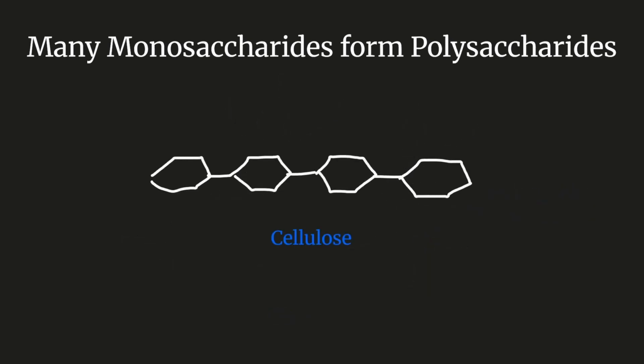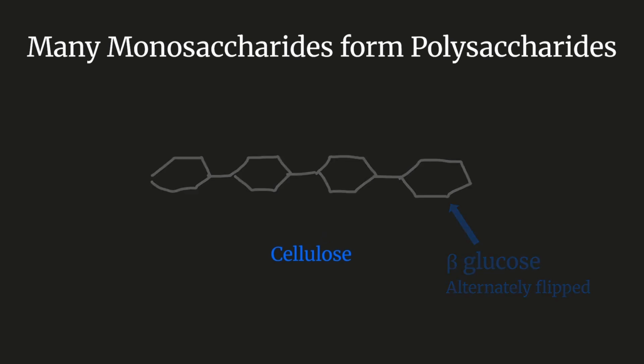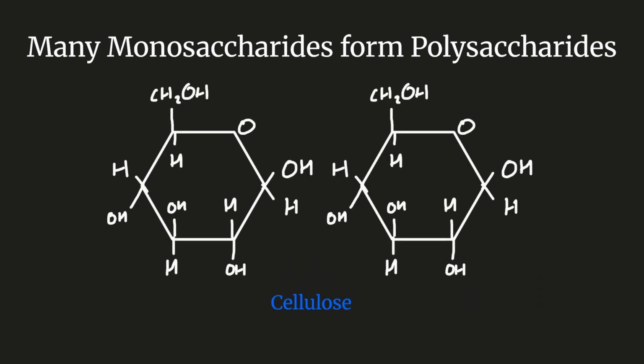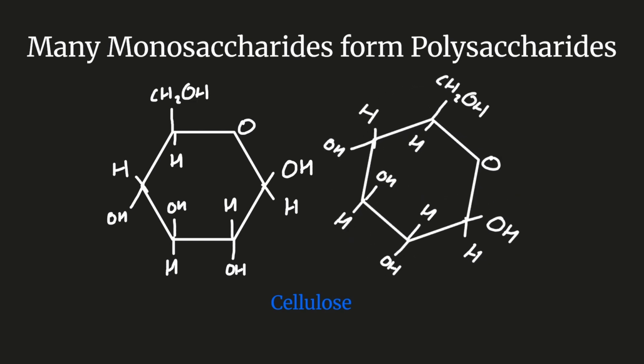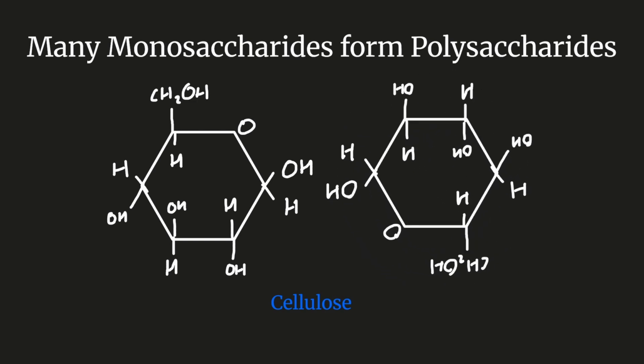Now, the final example is cellulose, and this is used in cell walls by plants. However, this uses beta glucose, and the beta glucose is alternately flipped. The reason for this is because on beta glucose, the two hydroxide groups do not align, so in order for them to align, the beta glucose has to flip round, and then the glycosidic 1,4 bond can form.